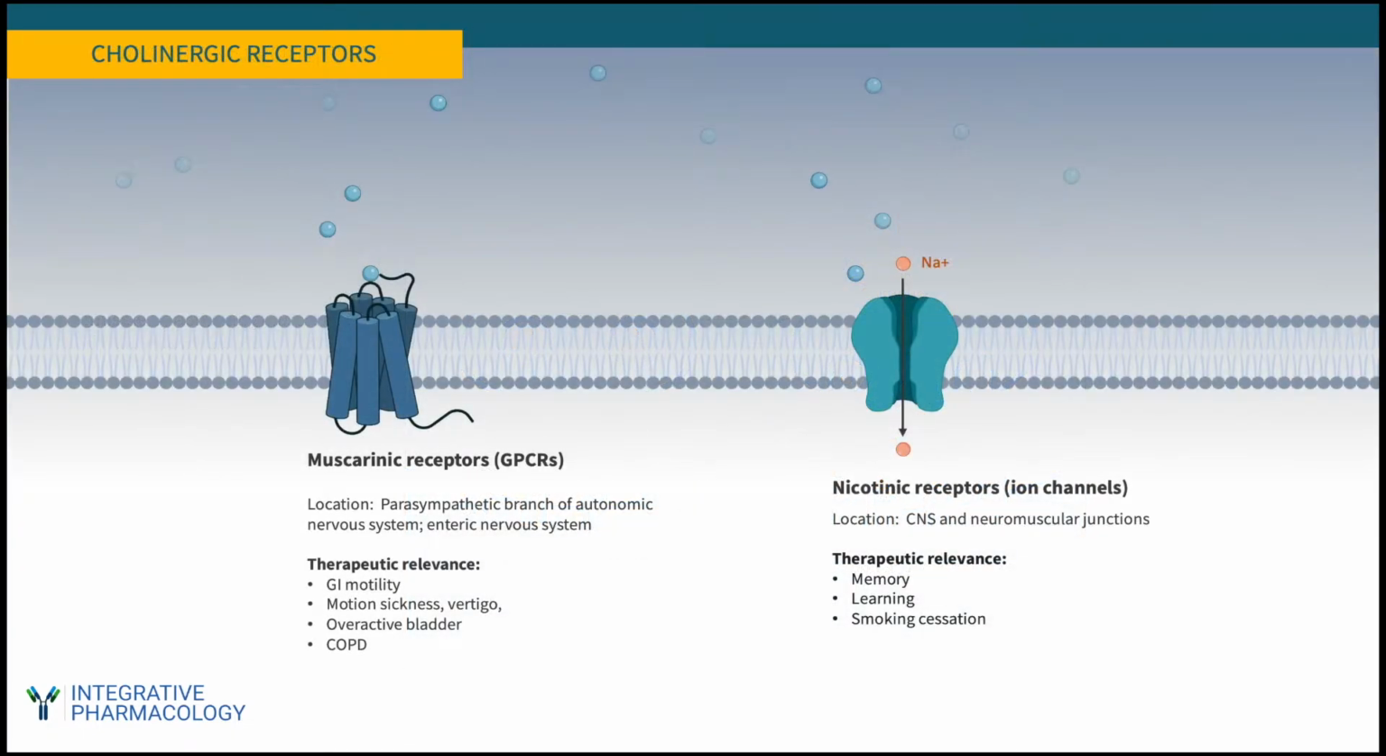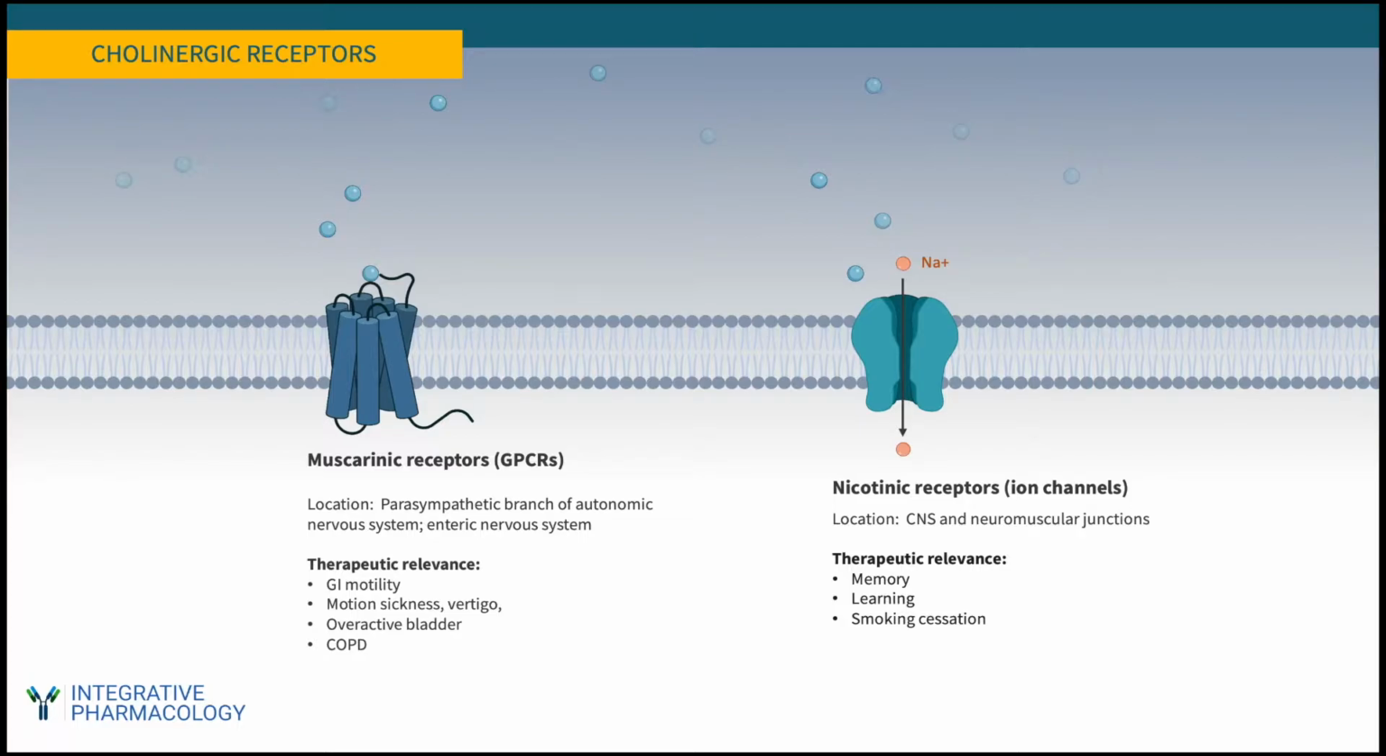To summarize the two types of cholinergic receptors, we have muscarinic receptors, which are G-protein coupled receptors, and then we have nicotinic receptors, which are ion channels. The muscarinic receptors are mainly located in the parasympathetic nervous system, including the enteric nervous system that lines the GI tract. The therapeutic relevance of muscarinic receptors is very broad, but mainly has to do with GI motility, which increases in response to agonists of muscarinic receptors.